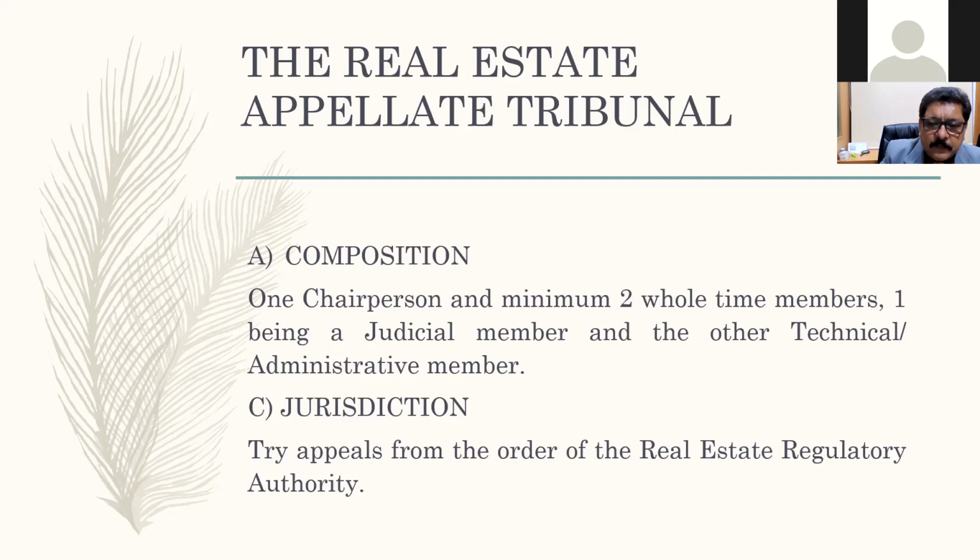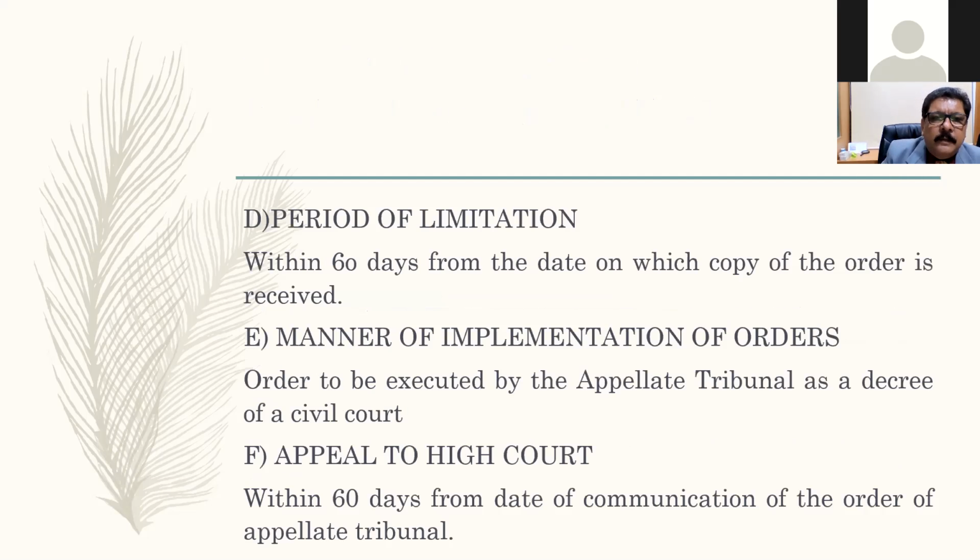Jurisdiction: to try appeals from the order of the Real Estate Regulatory Authority. Period of limitation: within 60 days from the date on which the copy of the order is received. Suppose you are a home buyer and you are not happy with the order of the RERA, so within 60 days, you have to file an appeal in the appellate tribunal.